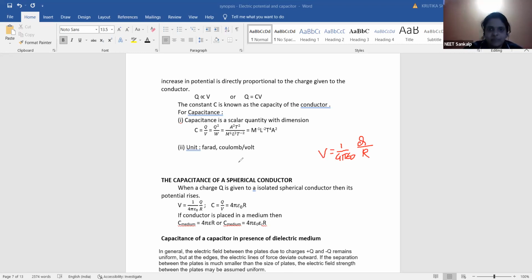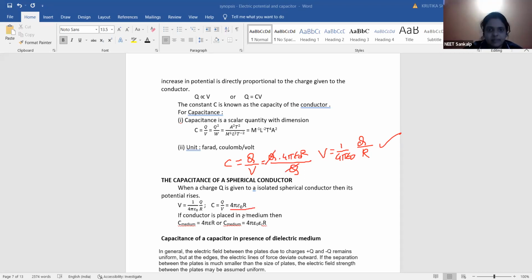Therefore, if I substitute the value of V here, the denominator term goes to the numerator and the numerator term goes to the denominator. So it will be Q into 4 pi epsilon naught into R, divided by Q, because V is equal to 1 upon 4 pi epsilon naught Q divided by R. Q cancels and what remains is 4 pi epsilon naught into R. Note down the formulas as we go, so that it will help us in numerical solving. I think in colleges this lesson is not completed.